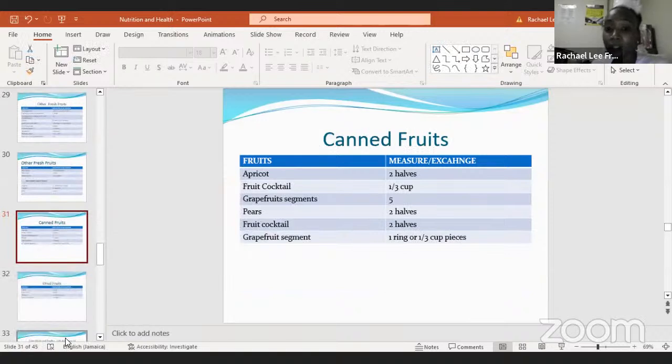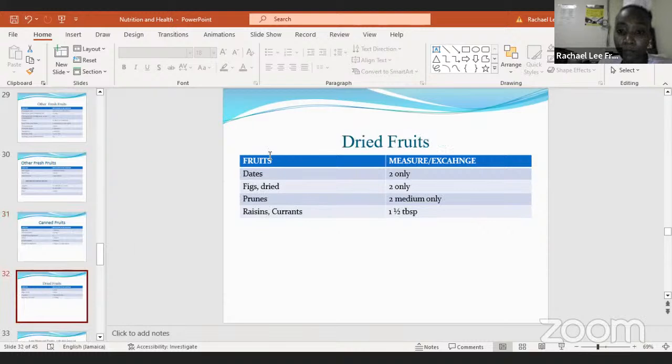All right, your canned fruits now, you have your apricots, your fruit cocktail. For the apricot, you can have 2 halves; grapefruit segments, up to 5; your pears, 2 halves; fruit cocktail, 2 halves; and the grapefruit segment, you can have 1/3. I think there is something missing from here. One is grapefruit segment, I think one of them is extracted. So you have 1 ring or 1/3 cup pieces. All right, and then we continue.